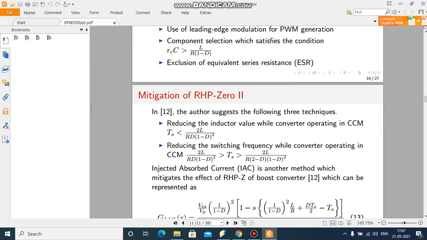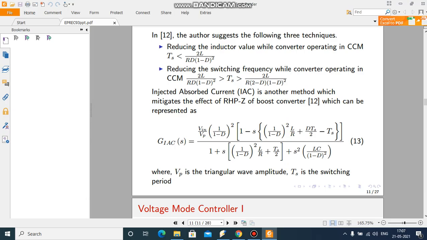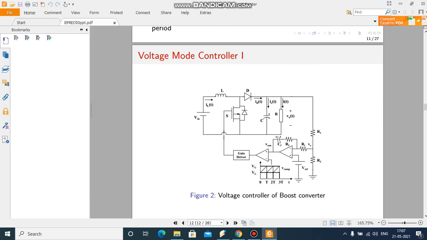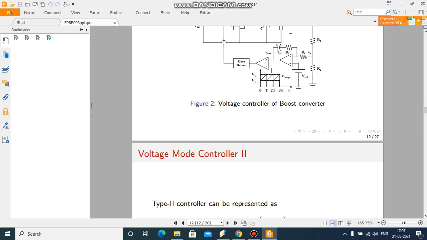One of the most important techniques is IAC, that is injected absorbed current. It is the method by which the RHPZ effect of the boost converter can be mitigated. And what is this IAC? It is provided in equation number 13. You can see the voltage mode controller of the boost converter, where we have used a controller using an op amp and then the gate driver. This is the PWM modulator technique.